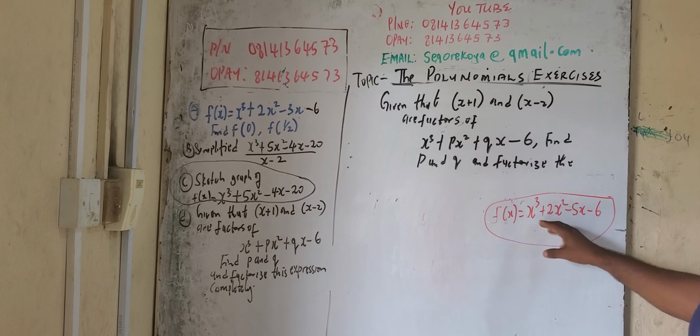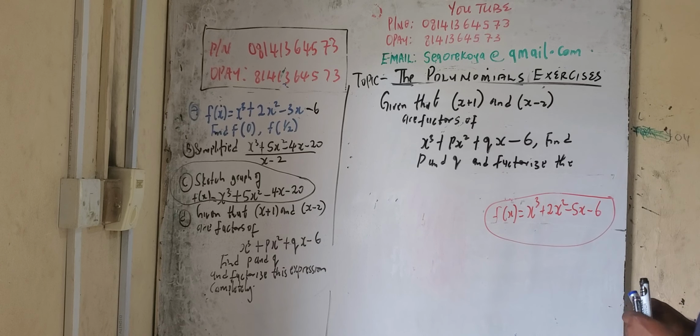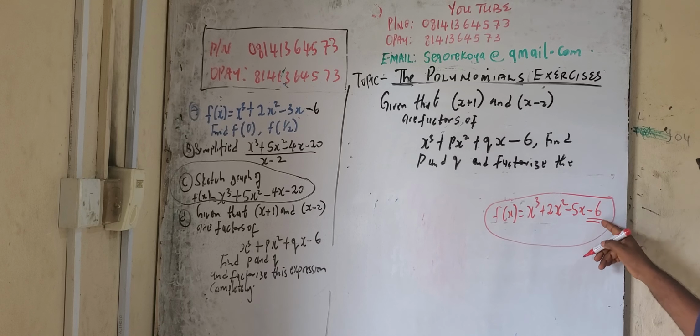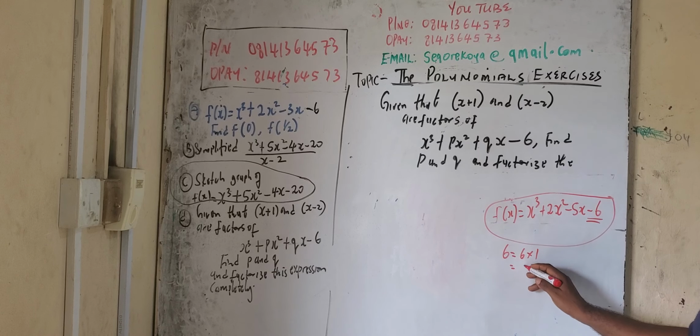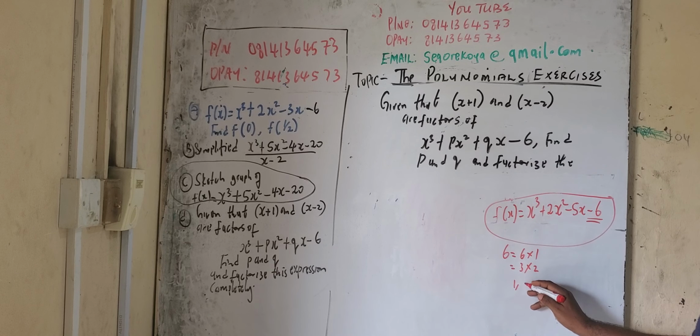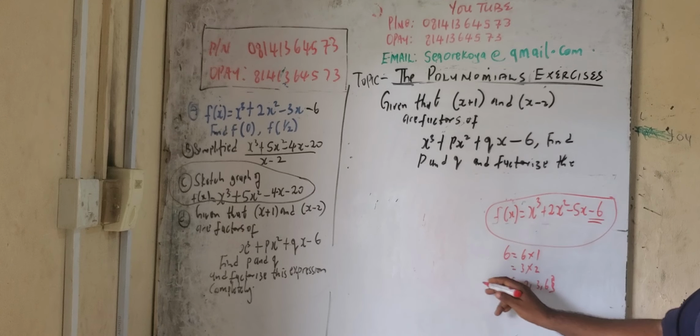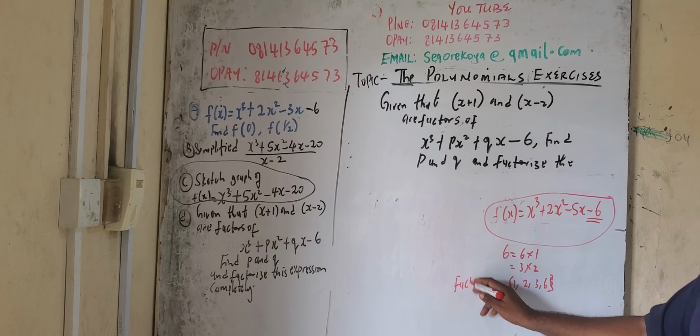So to factorize this polynomial function, I look at this particular constant term. I'm going to find the factors of 6. The factors of 6 are 6 times 1, then I can have 3 times 2. So all the factors of 6 are 1, 2, 3, and 6 itself. These are the collection of the factors of 6.